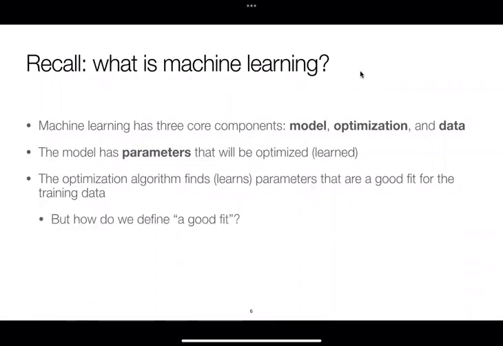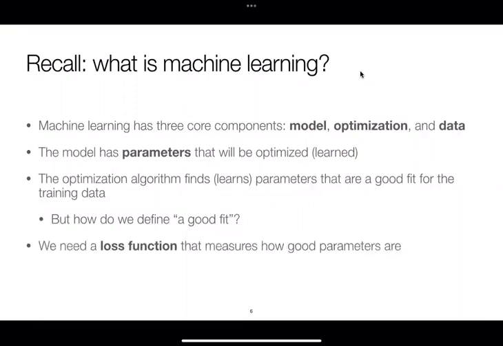The question that we're going to start with is, how do we actually define what it means for parameters to be a good fit? Intuitively, this might make a lot of sense, right? We want parameters that give us a model that accurately predicts outputs given inputs. But how do we actually measure that? And what's the criteria that we're going to use?